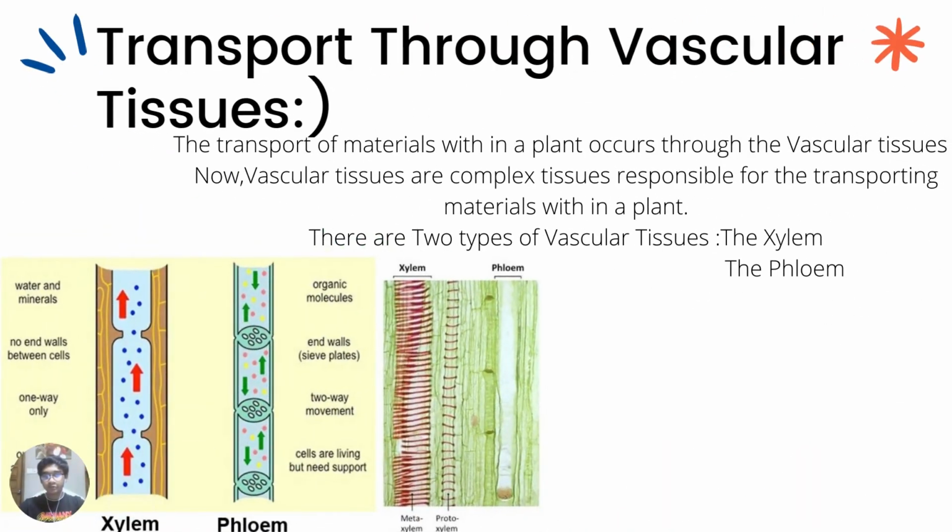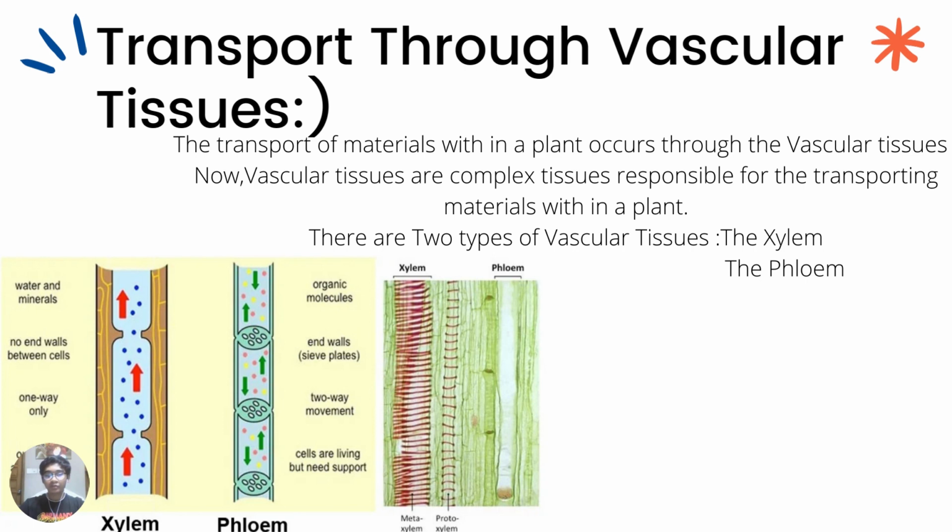Moving on ahead in this chapter, we are going to discuss how transportation occurs in flowering or highly evolved plants. As you can see from the head topic, it occurs through vascular tissues. Now, what are vascular tissues? Vascular tissues are complex tissues responsible for transporting materials within a plant. There are two types of vascular tissues, the xylem and phloem, and they have two different works.